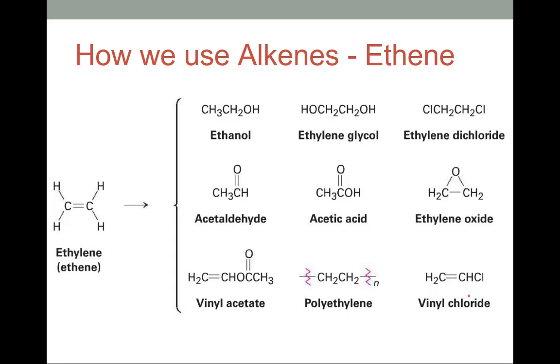Likewise, we can turn ethylene into vinyl chloride, which when we polymerize that, we get polyvinyl chloride, PVC, which is another plastic that's used in all sorts of things. Vinyl acetate over here, if we were to polymerize that, we get polyvinyl acetate, PVA, another polymer that's used in all sorts of things.